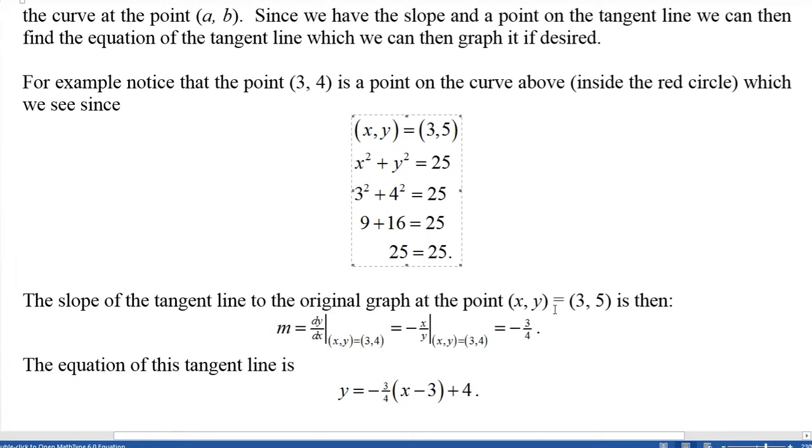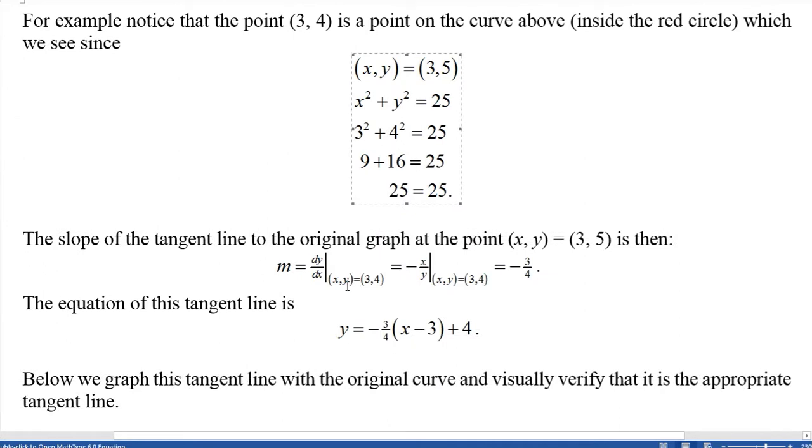We know the slope then of the tangent line at the point (3, 4) is found by taking the opposite of x over y and evaluating it when x equals 3 and y equals 4, and we see that the slope is negative 3/4. Then to get the equation of the line, remember it's y equals m, the slope, negative 3/4, times parentheses x minus the x value of the point of tangency, close parentheses, plus the y coordinate of the point of tangency. And so we get that.